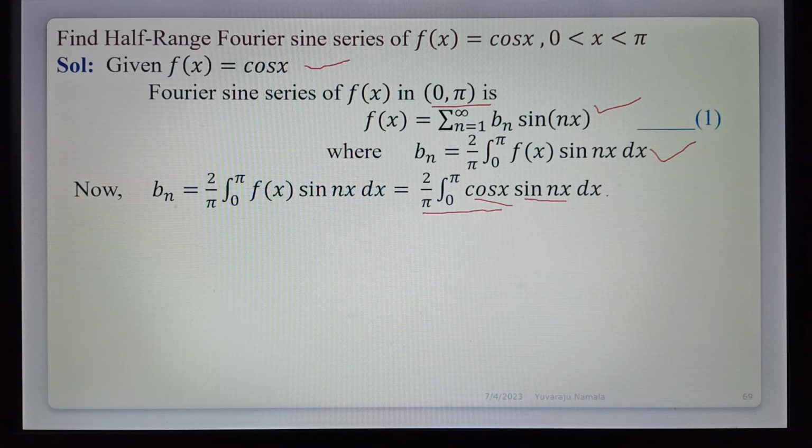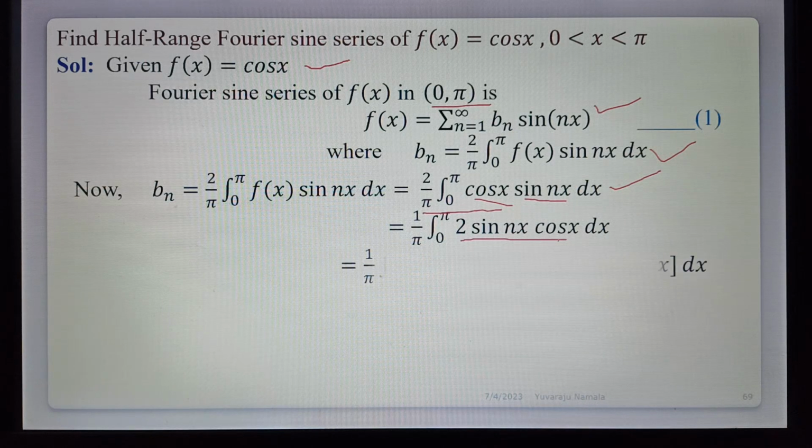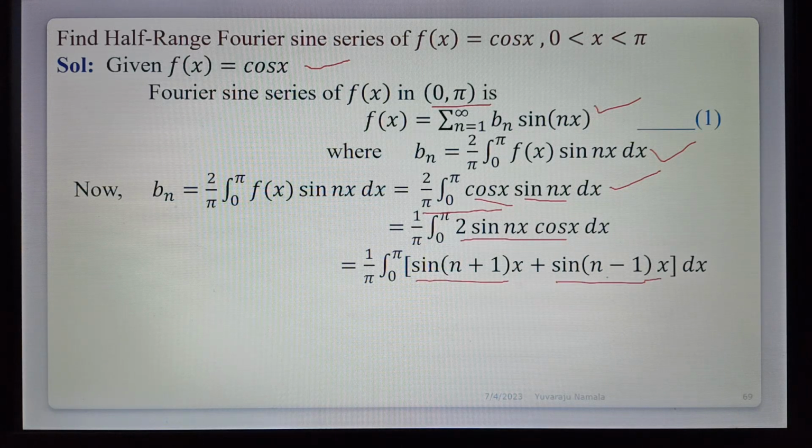into sin nx dx. So that is equal to 1 by pi into the integration of 2 sin nx cos x. Look, it is of the form 2 sin a cos b. 1 by pi into integration 0 to pi of sin(a plus b) plus sin(a minus b). This is the formula for 2 sin a cos b: sin a plus b, here n plus 1 into x, plus sin a minus b, n minus 1 into x, dx.